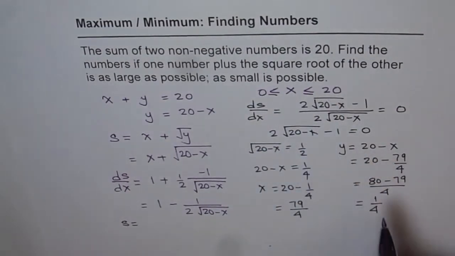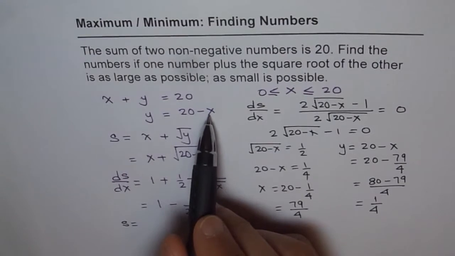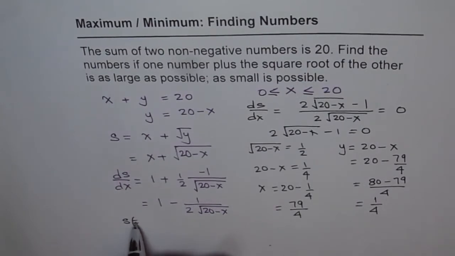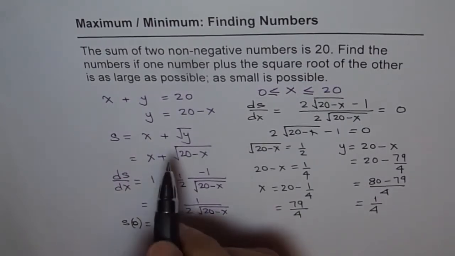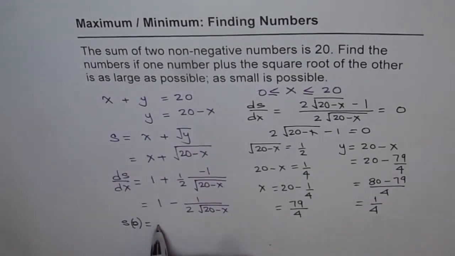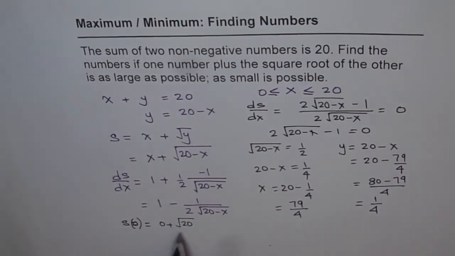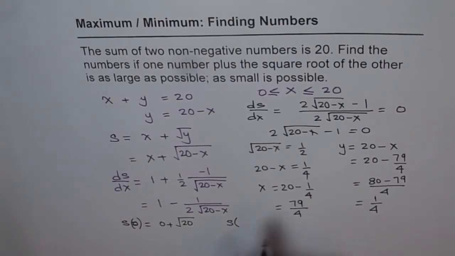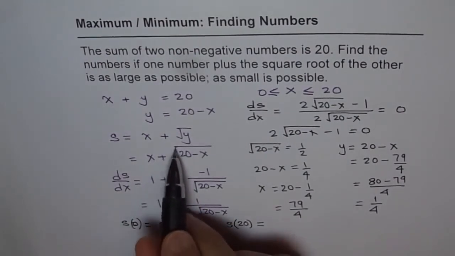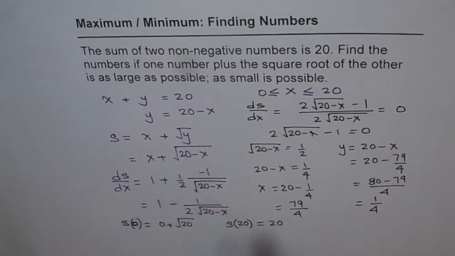Correct? Now, if x is 0, then y is 20. If x is 20, y is 0. Do you understand? So we'll check the sum for all values. Let me write the sum when x equals 0. Then what is this sum equal to? If I put x equals 0 here, I get 0 plus square root of 20, right? So that is the value for x equals 0. How about x equals 20, the other extreme? x equals 20 gives me 20 plus square root of 0, right? The square root term becomes 0, so it is just 20.